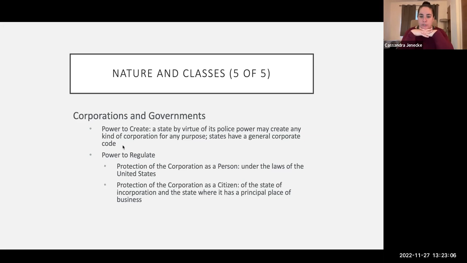The corporation does have protection as a person and as a citizen. The corporation has protection as a person within the United States under the U.S. Constitution. And then similarly, the state in which you incorporate, you have the protection of the corporate laws under that state. And where you decide to conduct your principal place of business, you also have protections under that state code.